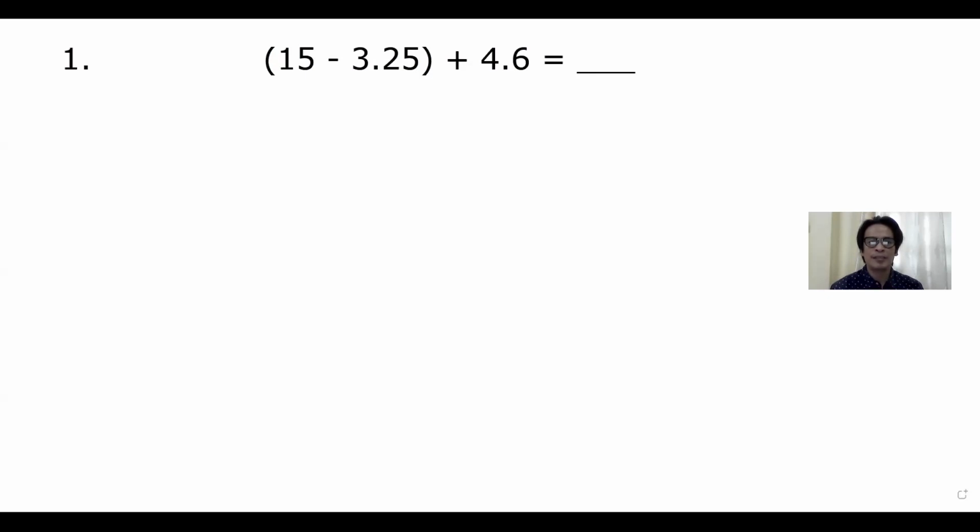(15 minus 3.25) plus 4.6 equals blank. That's 1 point. Okay, you have to check your work, okay? Next. What is this 15? Those who are always speaking will get extra points. Not speaking, okay. What is this 15?